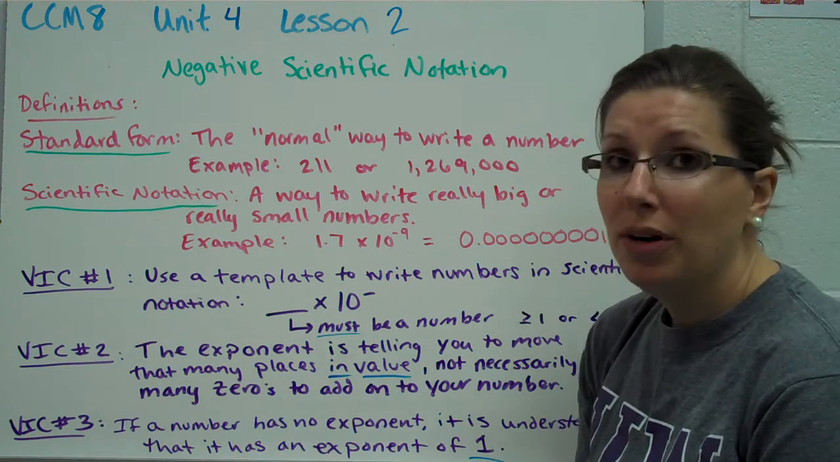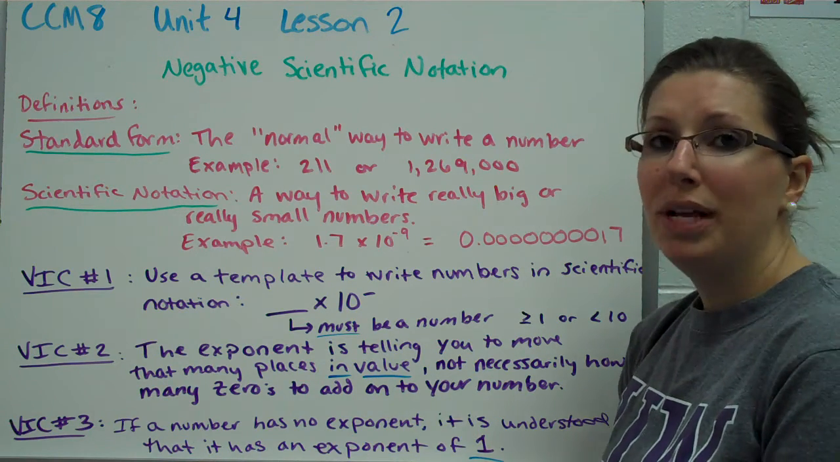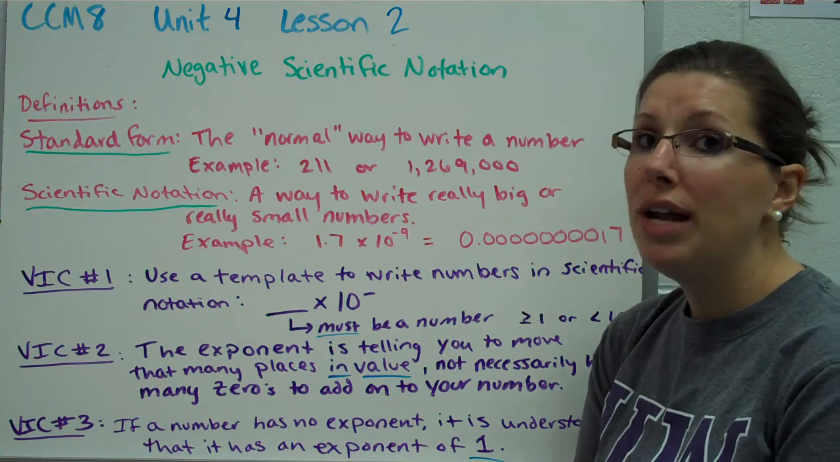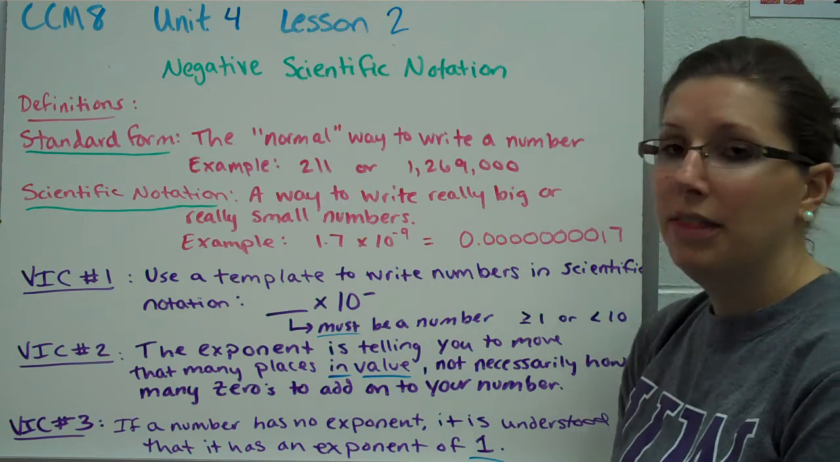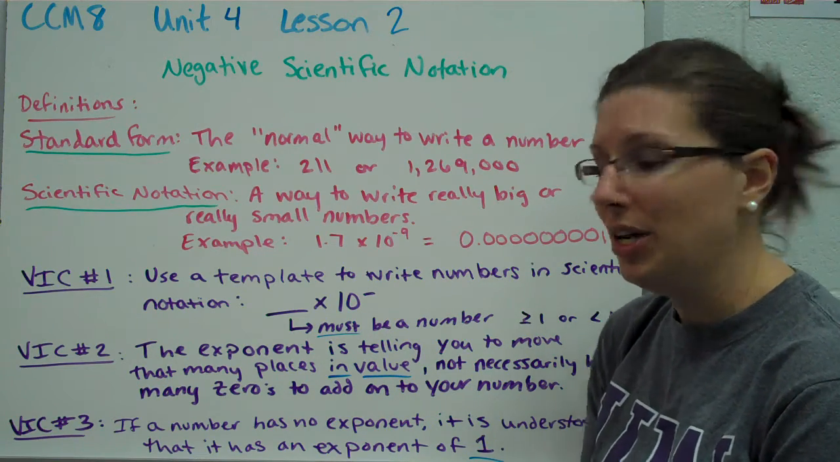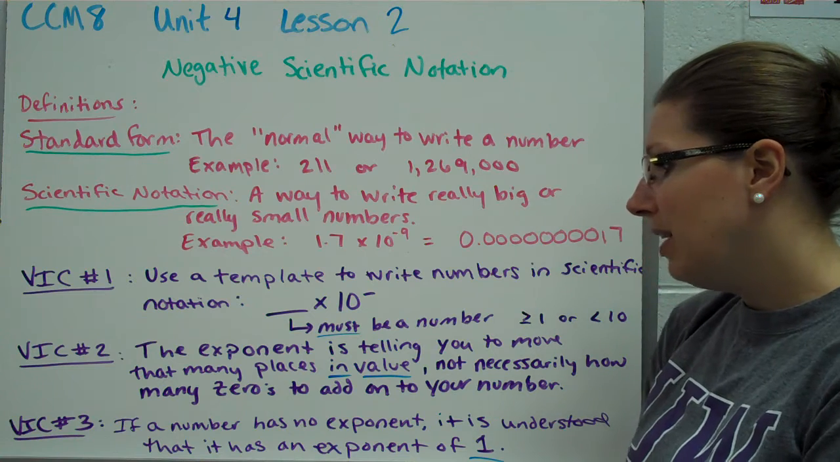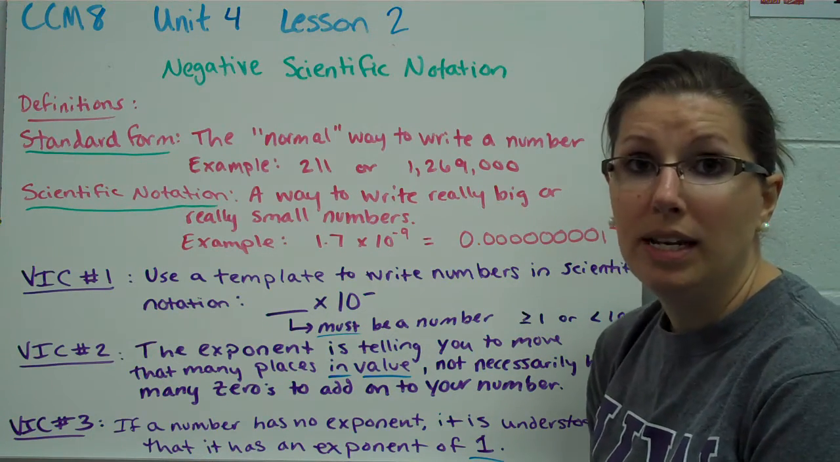Very important concept number 2. The exponent is telling you to move that many places in value, not necessarily adding that many zeros to your number. So that's a very common misconception a lot of people have about scientific notation. And very important concept number 3, if a number has no exponent, it's understood that its exponent is 1.